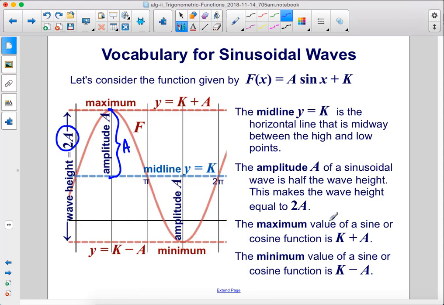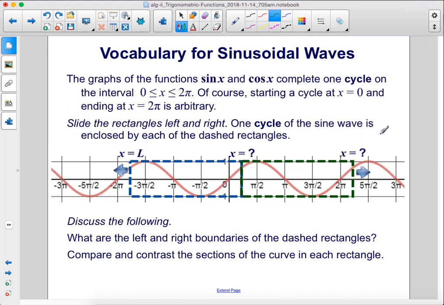The maximum value of a sine or cosine function is k plus a. So this point here is k plus a. The minimum value of a sine or cosine function is k minus a. The graphs of the functions sine x and cosine x complete one cycle on the interval where x is greater than or equal to 0 and less than or equal to 2 pi.